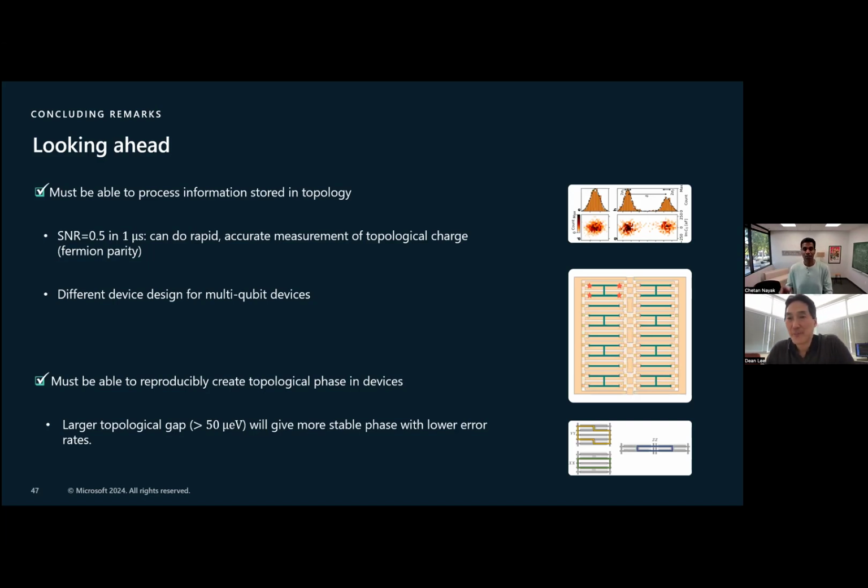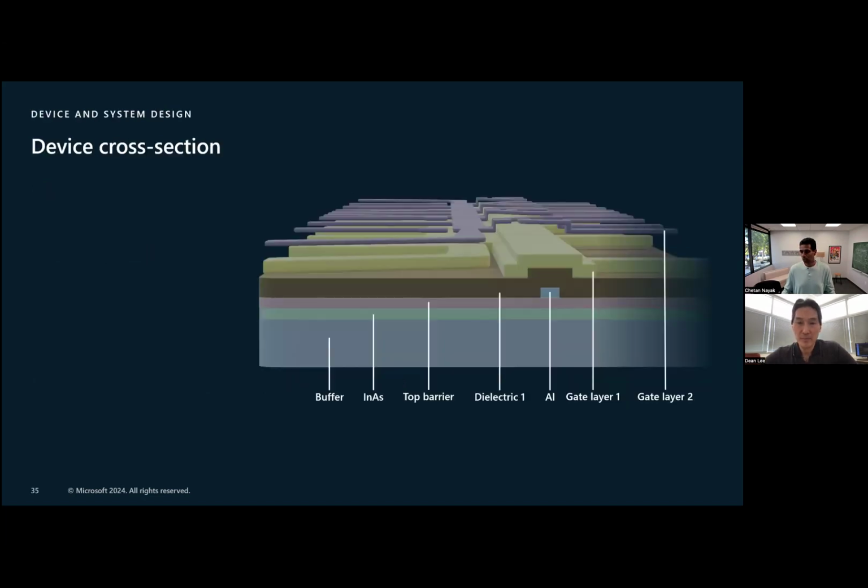Thank you. Yeah, that is an excellent question. So I didn't have time to discuss this. Let me go back for a moment to the appropriate figure. So here you can see there's indium arsenide, and then there's this top barrier, and then the aluminum's over here. The purpose of the barrier layer is twofold.